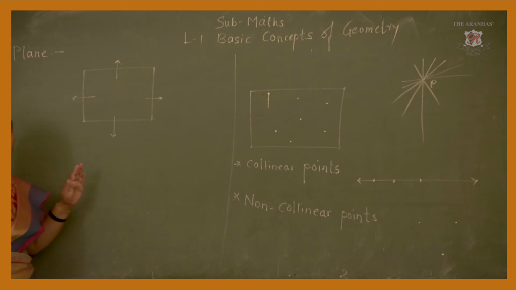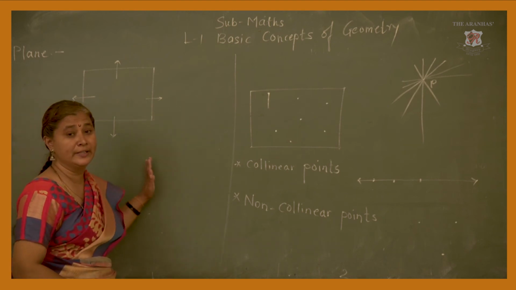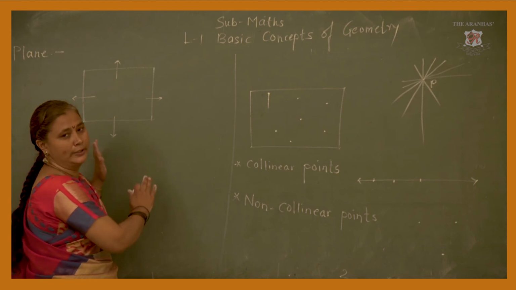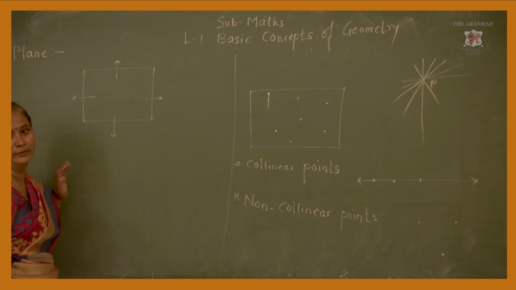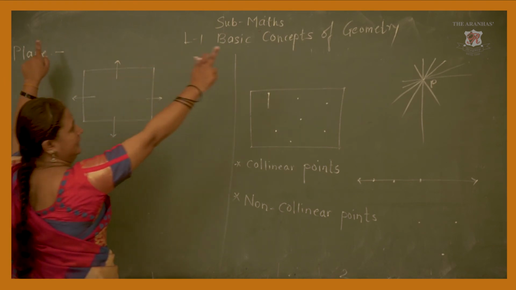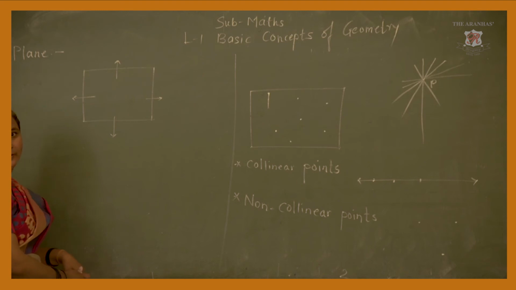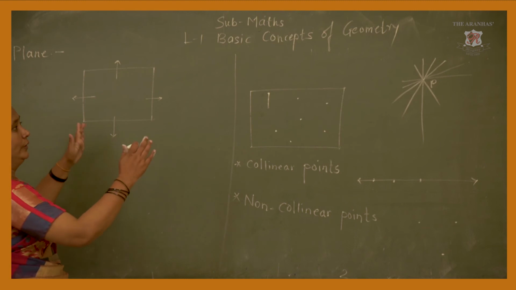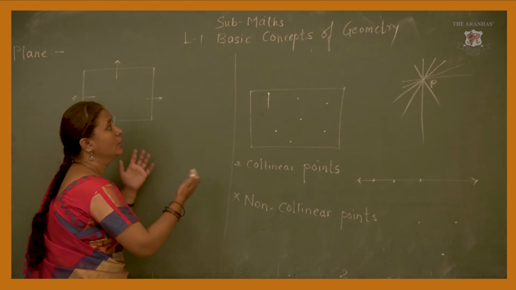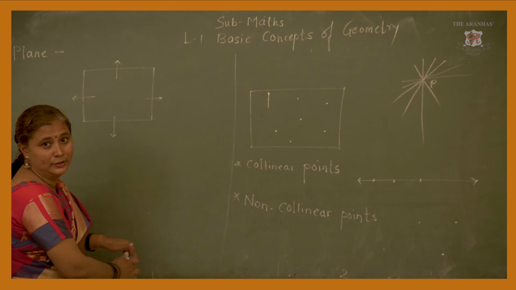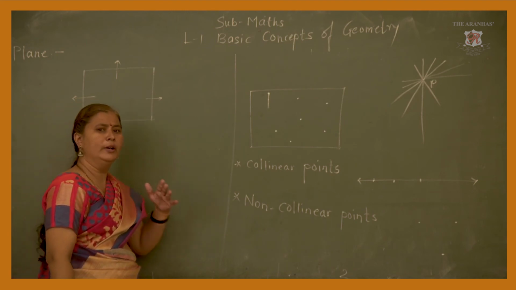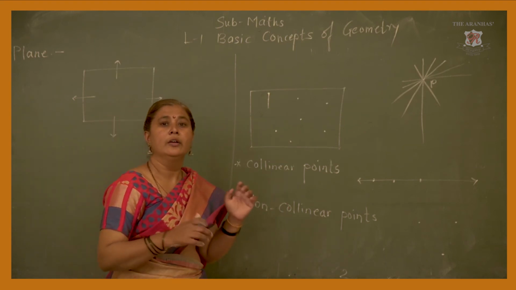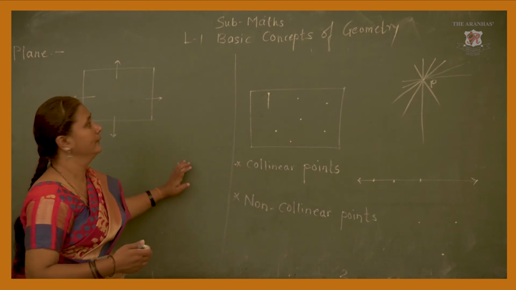In mathematics, a flat surface is called a plane. Here we can say the board is also a plane surface for us, because we are drawing figures, points, and shapes in this plane. So a board is also a plane for us. What is the biggest plane?